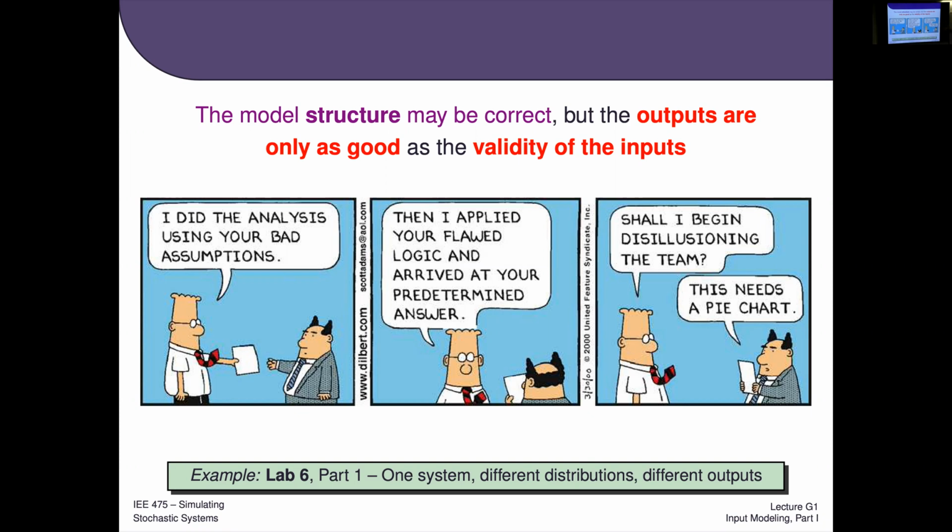And then, should I begin disillusioning the team, this needs a pie chart. So if you've got a pie chart with a lot of variation there, you can end up actually distracting someone, because they can say, look, we did get variation on the output. So this is a realistic system, but it's not the right variation. So really the assumptions are the input variation going in. You've got to get those right so the output variation coming out is reliable output variation.